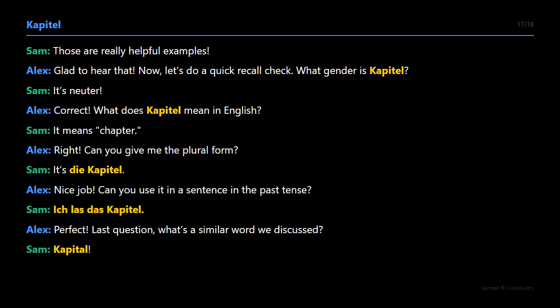Those are really helpful examples. Glad to hear that. Now, let's do a quick recall check. What gender is Kapitel? It's neuter. Correct. What does Kapitel mean in English? It means chapter. Right. Can you give me the plural form? It's die Kapitel. Nice job. Can you use it in a sentence in the past tense? Ich las das Kapitel. Perfect. Last question, what's a similar word we discussed? Kapital.